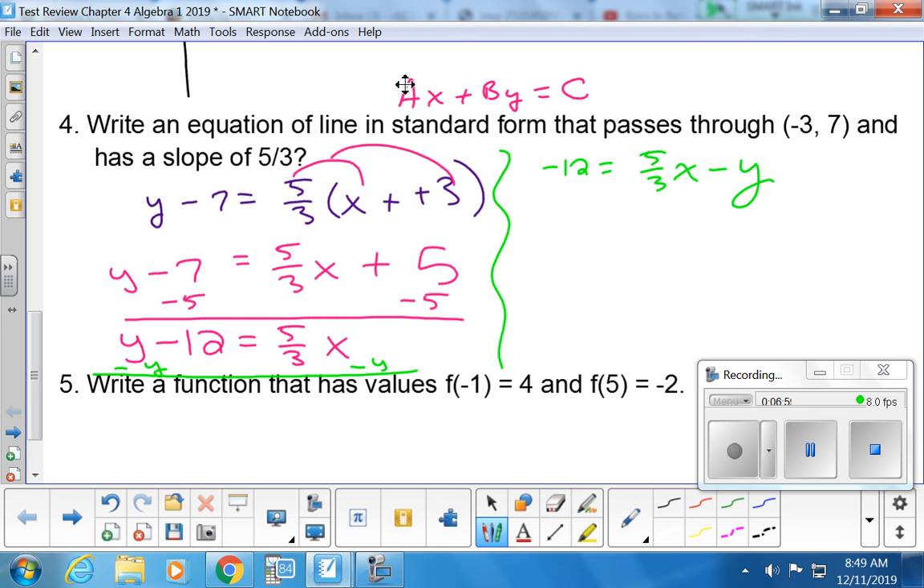Yeah, we're so close, but we don't have the fractions there anymore. Oh yeah, times 3. Fraction clearing. Yep, timesing by 3 will clear our fractions. Very good. I think you learned a lot yesterday, Ken. Exactly. So we're going to have a negative 36. We're going to have a 5x. Those 3's cancel. We're going to have a negative 3y.